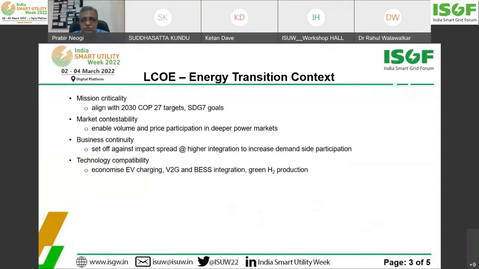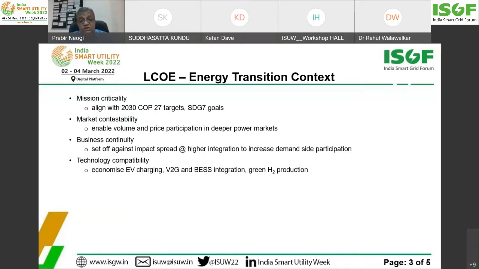Yeah. So just to set the context, how critical is LCOE? It is. If we talk about our COP27 targets, we are saying that the share of non-fossil generation capacity will be as much as 500 gigawatts. And if we break them up, the share of renewable is going to be 435 gigawatts. I'm sorry, it's 500 gigawatts in all. Now, that's not the end.